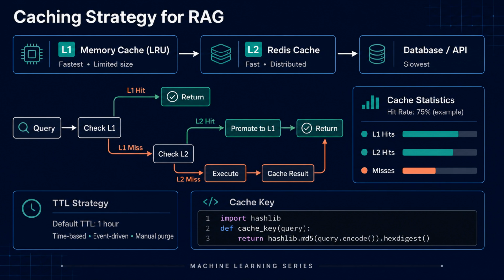With a 75% hit rate, 3/4 of queries skip the embedding and LLM calls entirely, so API cost falls by roughly the same fraction, and those cached queries return in milliseconds instead of seconds. Cache keys are generated from query and parameters using MD5 hash, with configurable TTL typically set to 1 hour.